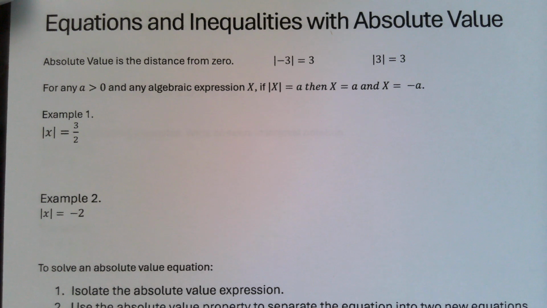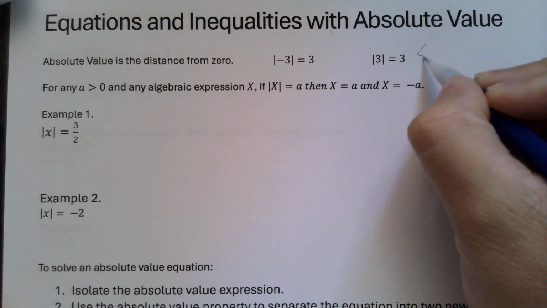Hello everyone, in this video we're going to do equations and inequalities with absolute value. Absolute value is the distance from 0. The absolute value of -3 is 3, and the absolute value of 3 is 3. So whenever you take the absolute value of something, your answer will always be positive because distance is measured with positive numbers. For example, you wouldn't measure a table and say that it's -2 feet long.